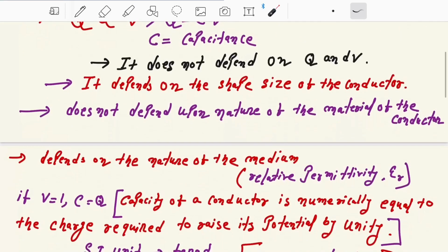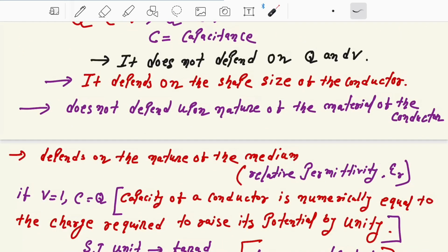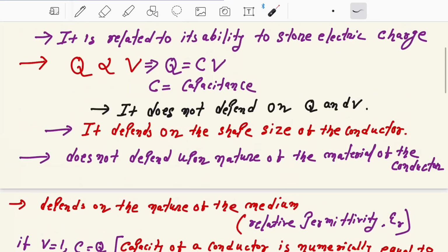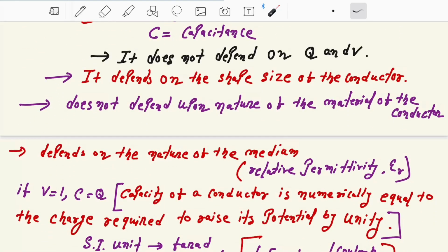Now how can you give the definition of a capacitance? Look at the equation. If you put V equal to 1, then C will be equal to Q. Am I right? So the definition can be written as: the capacity of a conductor is numerically equal to the charge required to raise its potential by unity. When V equal to 1, then C equal to Q.